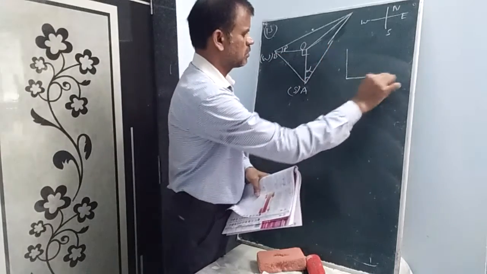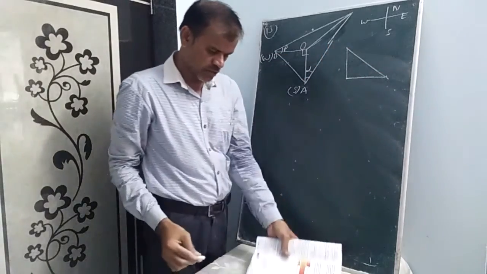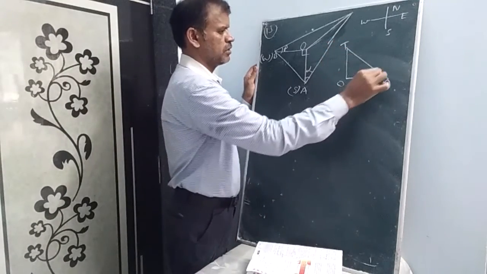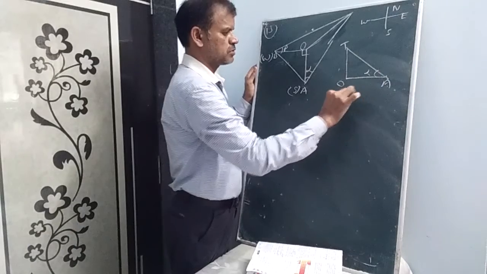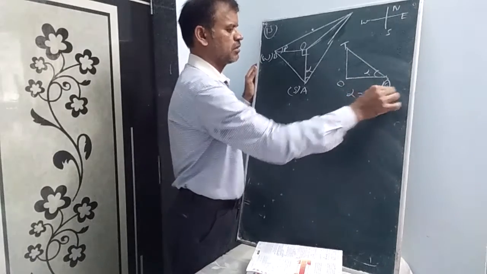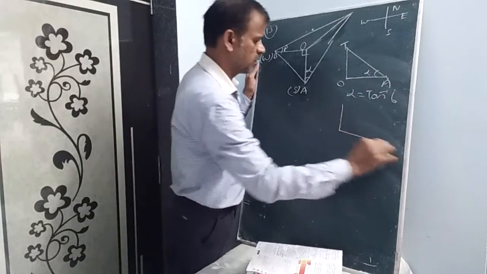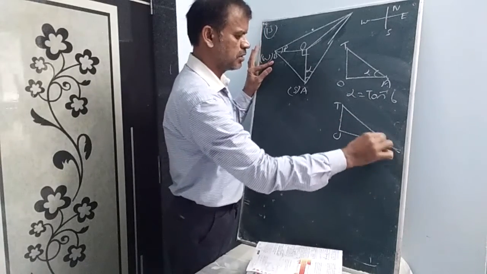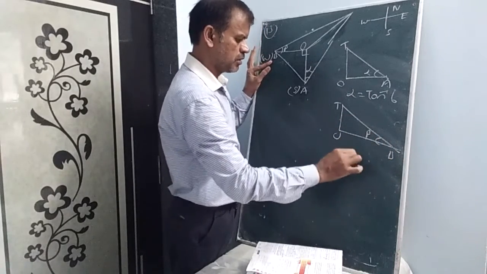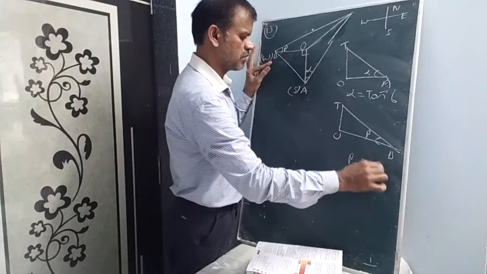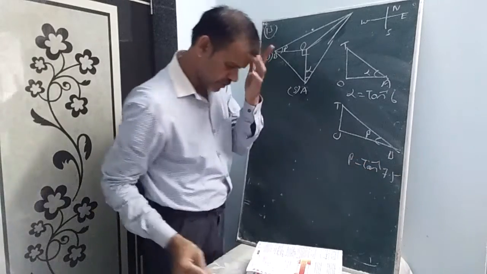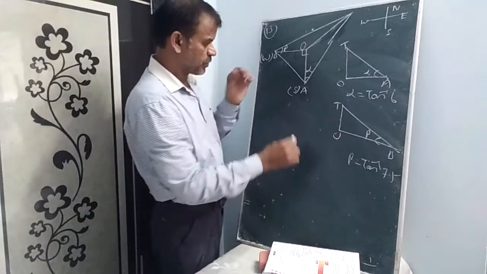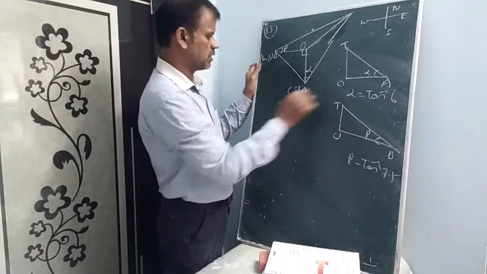Now, try to understand the concept here. This is O, this is A, this is T. At A is alpha, so alpha is equal to tan inverse 6. And at B, this is O, this is T, this is B. At this is beta. Beta is equal to tan inverse of 7.5, given. So tan alpha is equal to here.